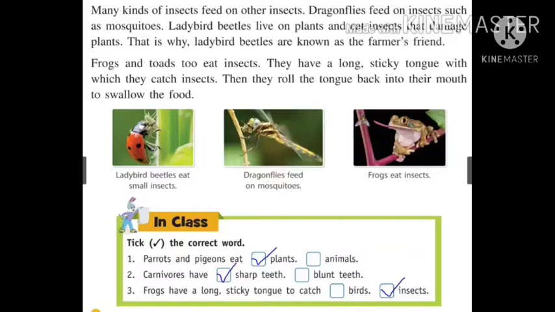Now let's have a small exercise. First, parrots and pigeons eat plants. Second, carnivores have sharp teeth. Third, frogs have a long sticky tongue to catch insects.